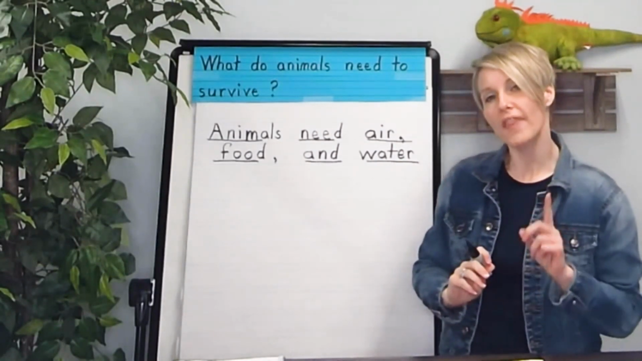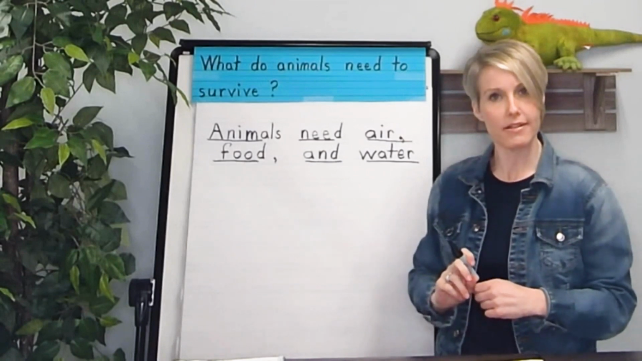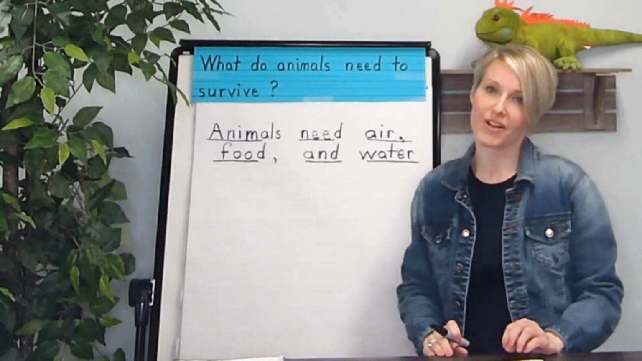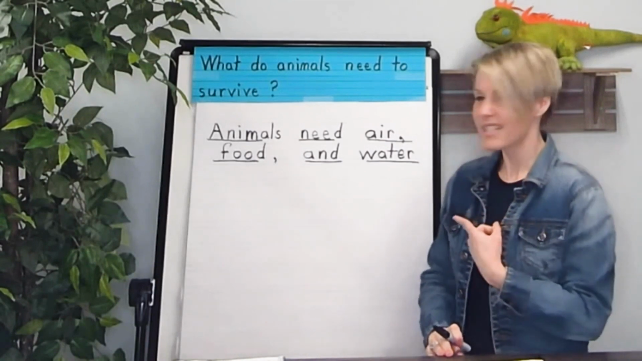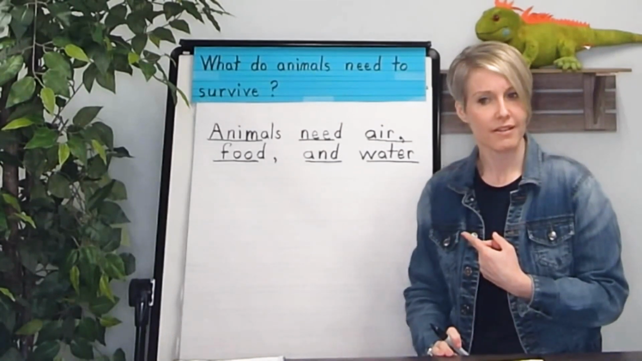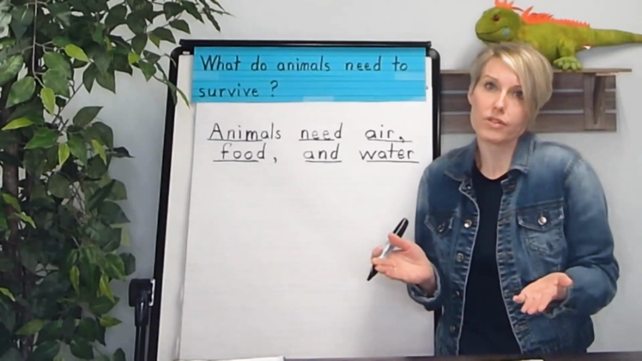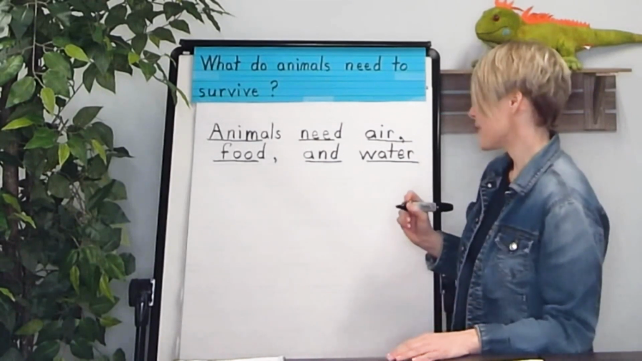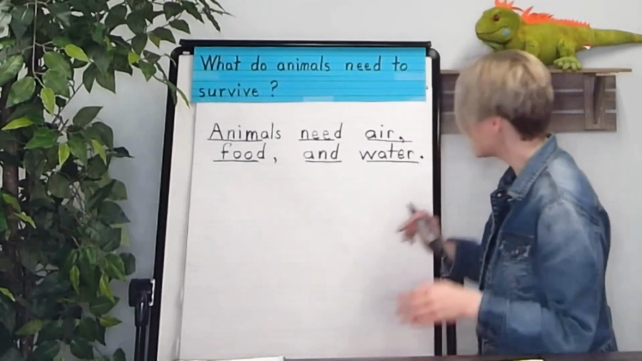I'm missing one thing. Do you know what should go at the end of my sentence? You're right, a punctuation mark goes at the end of a sentence. But is this a question or is it a statement? It's a statement. It's telling us something. So what do I use? A question mark or a period? We're going to use a period. You're right. So let's put a period at the end of our sentence.